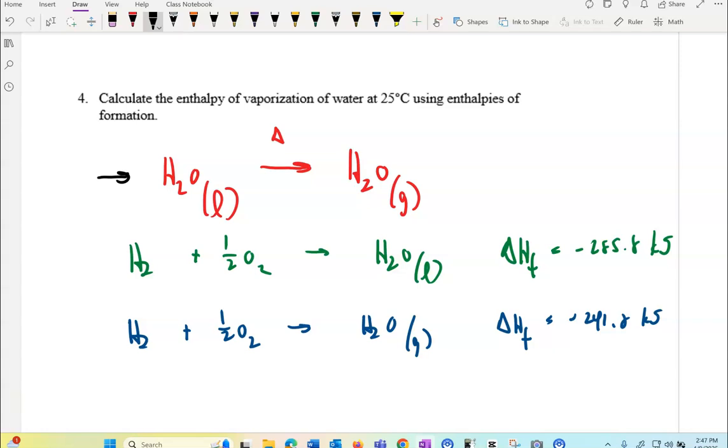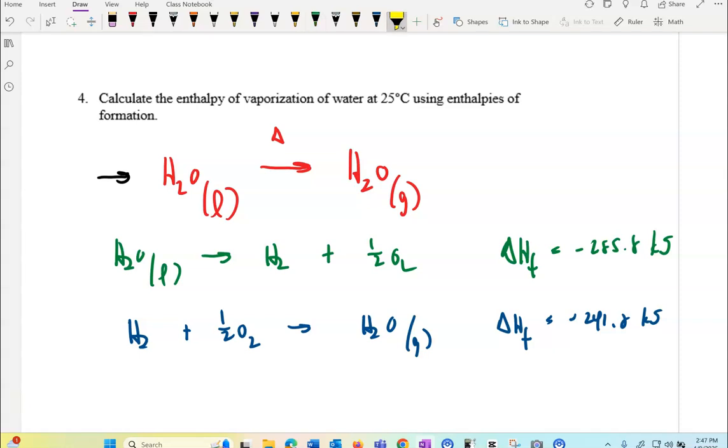What that means is that I want my H2O as a liquid to appear as a reactant in this step equation, so I'm going to flip this one backwards. Now it's going to look like this. H2O as a liquid is going to break down into H2 and 1/2 of an O2. I want H2O as a gas to be a product, and it already is here, so all we have to do is treat this like this is our target equation, and H2O can be found as a reactant in one of our step equations. H2O as a gas is a product in our target equation, and here it is as a product in one of our step equations, and everything else should cancel.